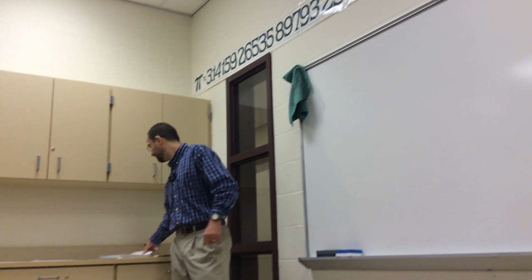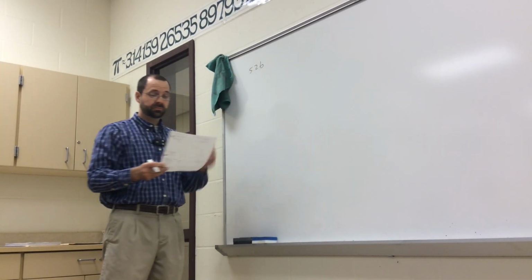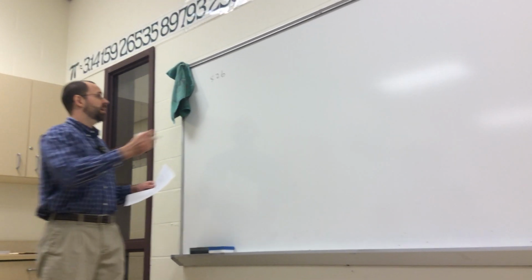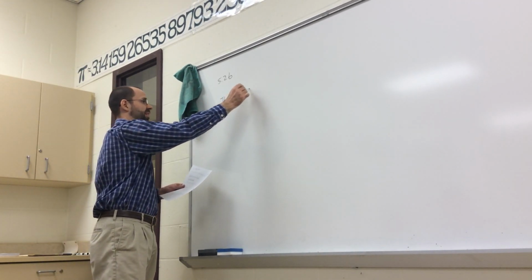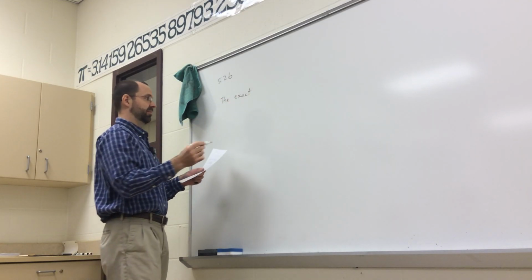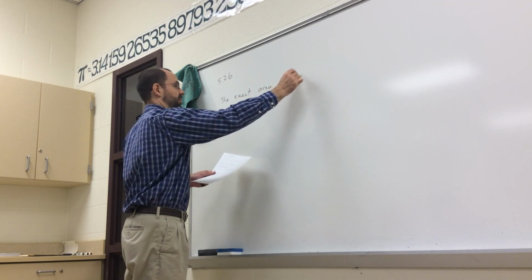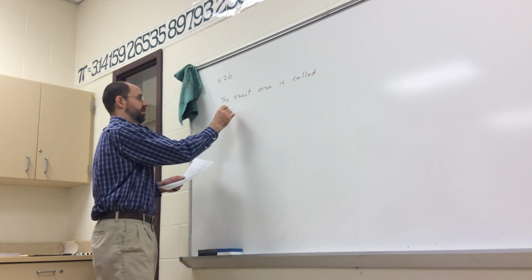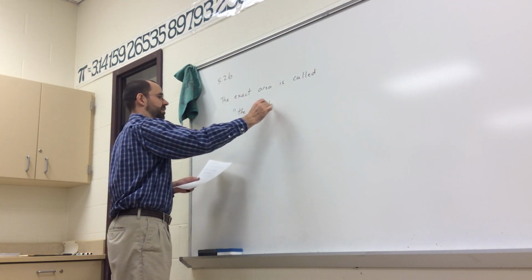Okay. So we're doing 5.2b today. And there's a new vocabulary word, which I think they slipped into the directions on one of the homework problems. The exact area is called the definite integral.